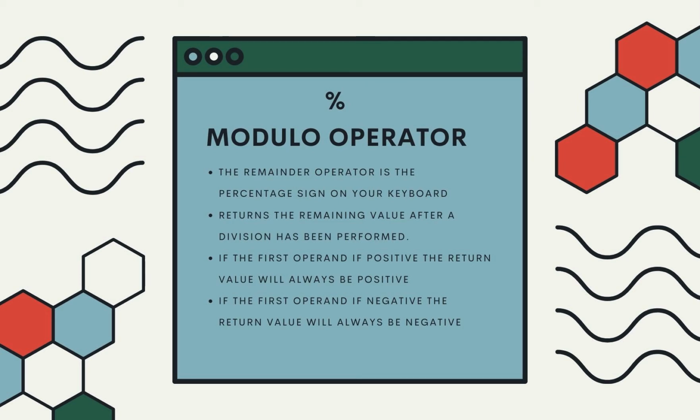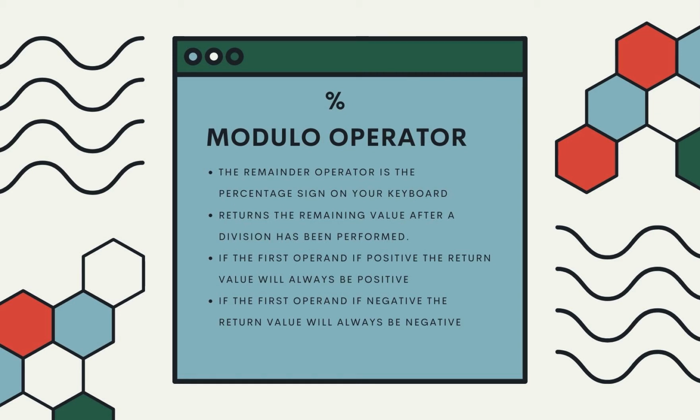So the goal of this video is to introduce the remainder or modulo operator in JavaScript. This operator will divide the value on the right by the value on the left and then return the remainder which is left over after performing the division. If the value on the left is positive, then the return value will always be positive, and if the value on the left is negative, then the return value will always be negative.